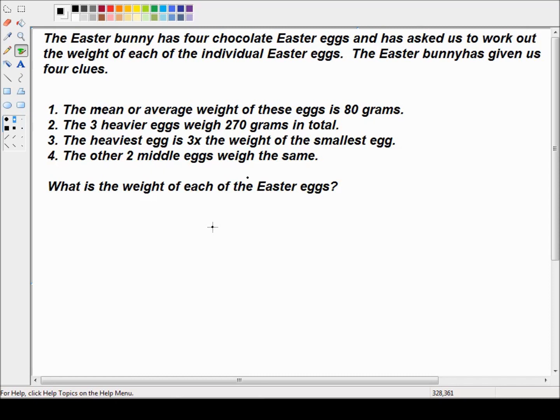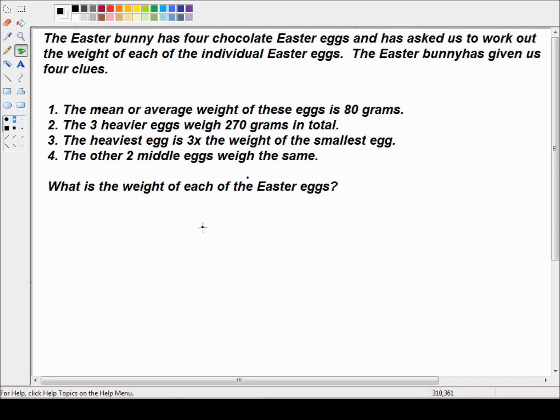This is another one of the BBC Breakfast Maths Challenge. In this Easter themed challenge we're told the Easter Bunny has 4 chocolate Easter eggs and has asked us to work out the weight of each of the individual Easter eggs. The Easter Bunny has given us 4 clues. 1. The mean or average weight of these eggs is 80 grams.